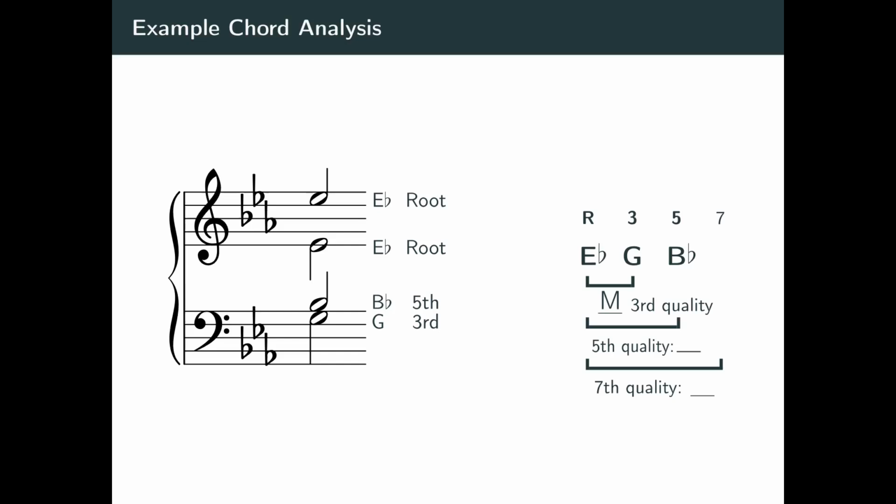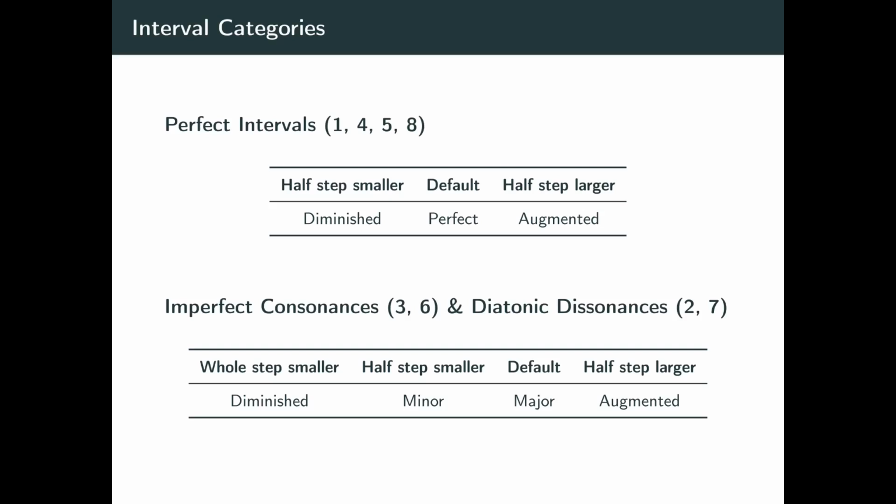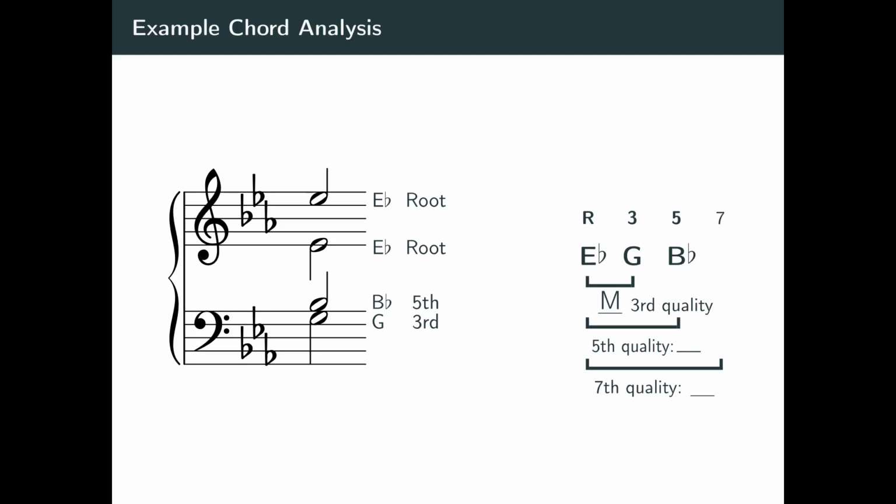B flat is in the key of E flat major, so this also is either major or perfect. How do you know which? Remember that unisons, fourths, fifths, and octaves are the perfect consonances, and seconds, thirds, sixths, and sevenths are the imperfect consonances and diatonic dissonances, which come in both major and minor flavors before becoming diminished or augmented. So E flat up to B flat is a perfect 5th.